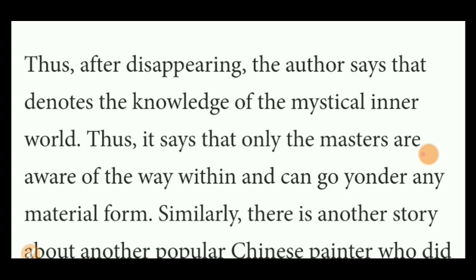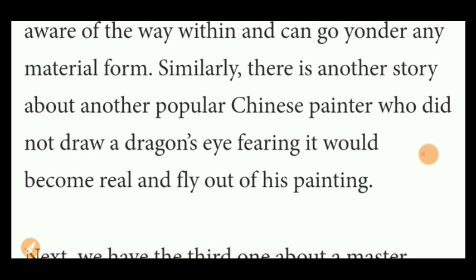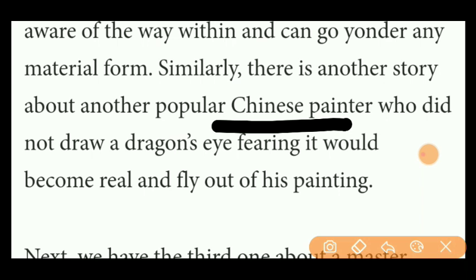Similarly, there is another story about another popular Chinese painter who did not draw a dragon's eye. This Chinese painter drew a dragon. You know what a dragon is? It is a kind of animal. He drew the complete dragon, but he left out the dragon's eye. And why did he leave it? Because he feared that it would become real and fly out of his painting.